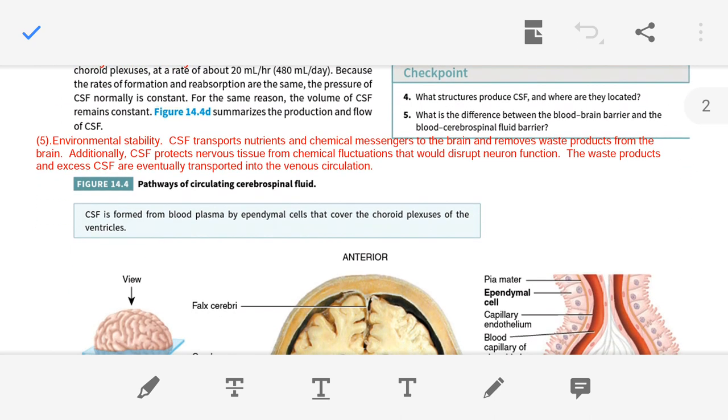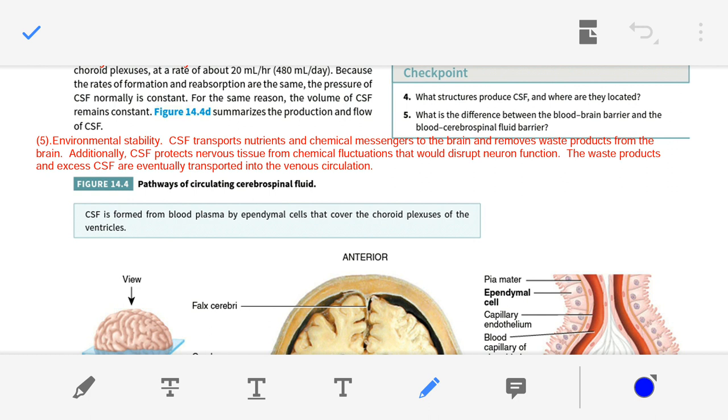Then fifth point, environmental stability. See, CSF transports nutrients and chemical messengers to the brain and removes waste. So CSF nourishes our brain cells, and at the same time CSF removes waste products from the brain. The neurons of our brain discard the waste products, they throw the waste products into the CSF.